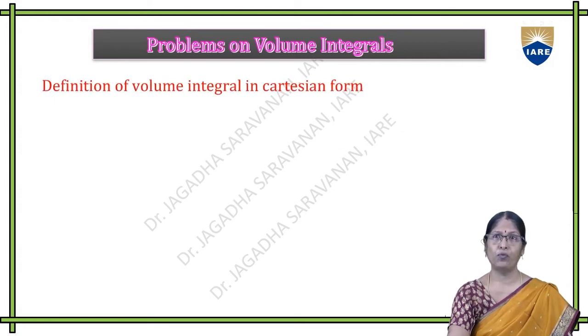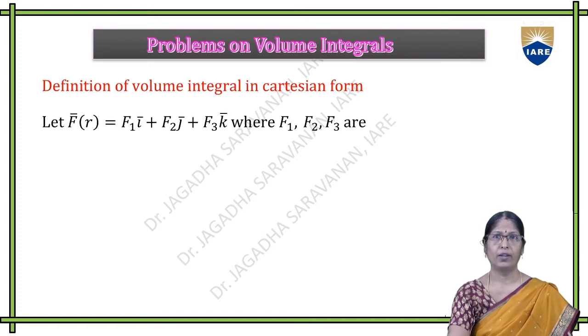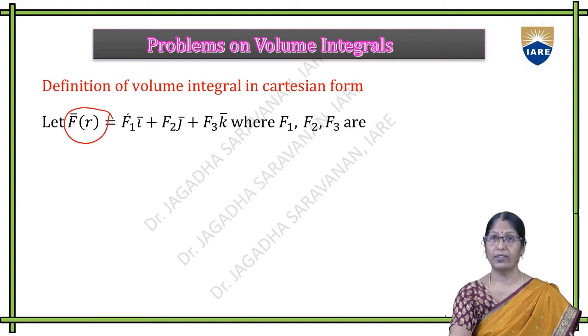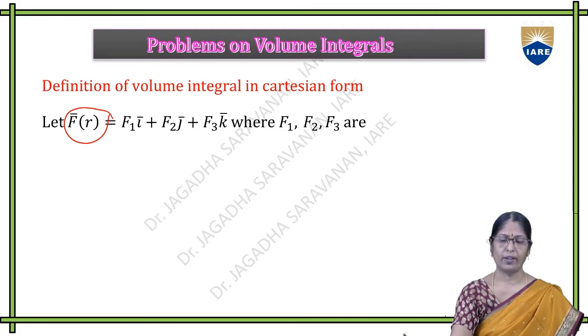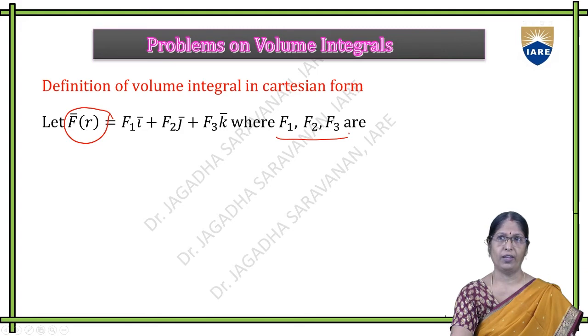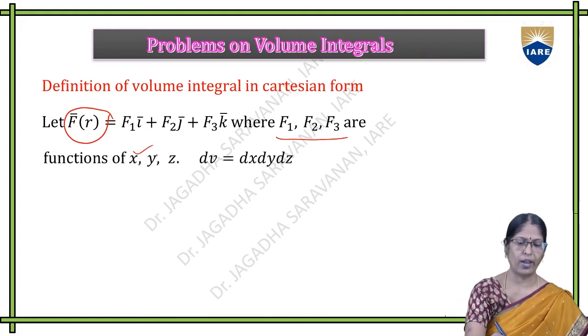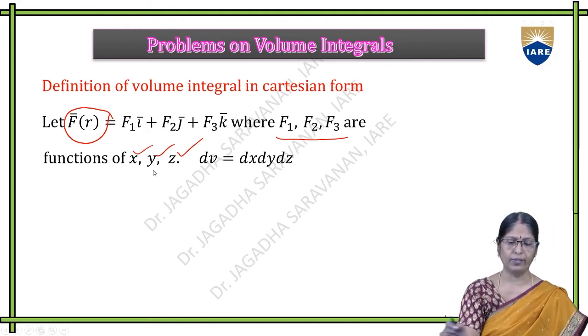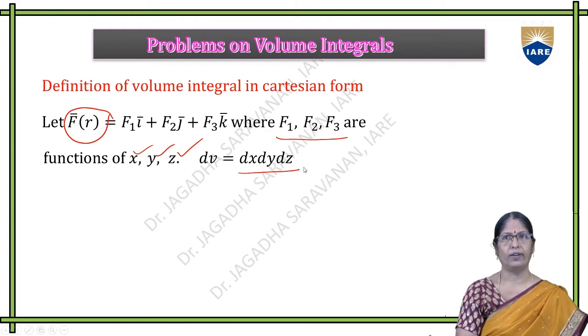First, the definition of volume integral, which is in the Cartesian form. That is, the capital F of R is nothing but F1 i plus F2 j plus F3 k, where F1, F2, F3 are functions of x, y, z. And the volume element is dx, dy, dz.